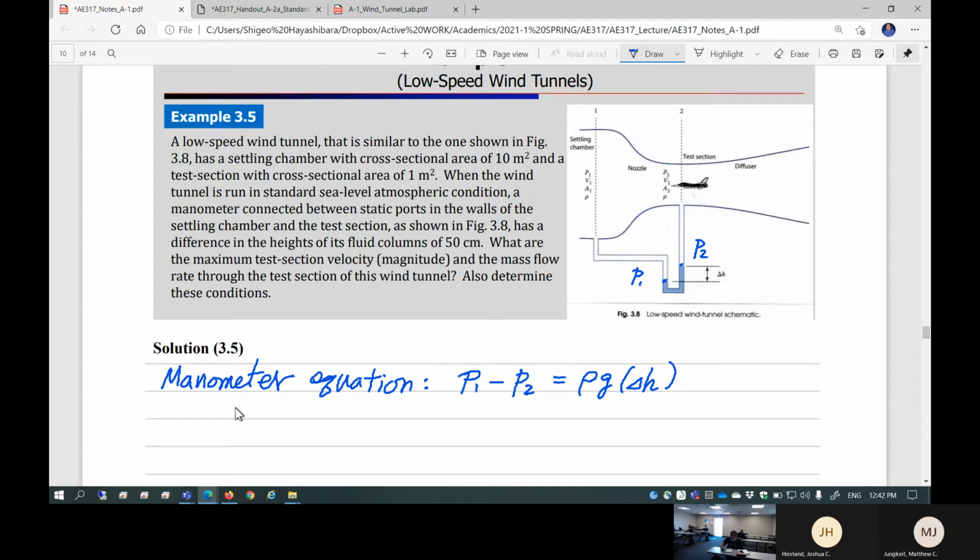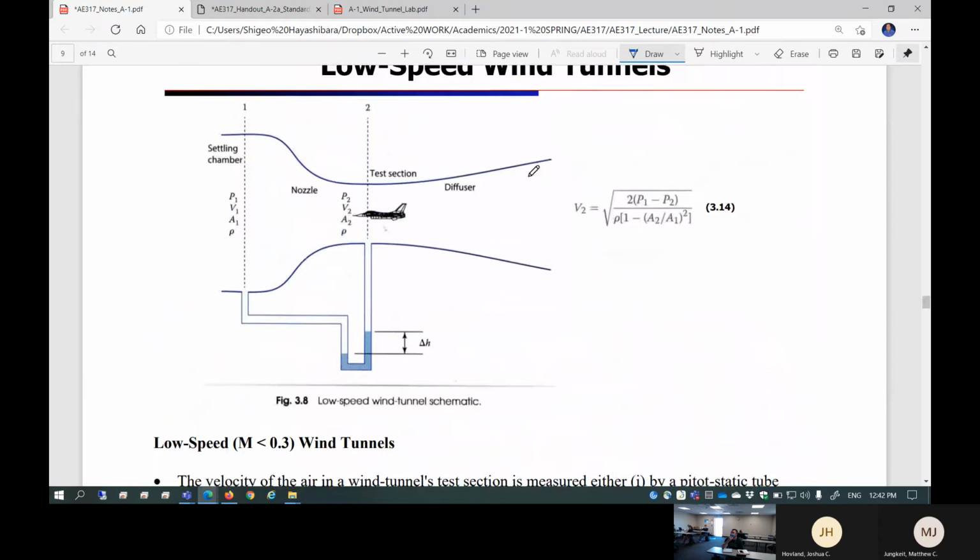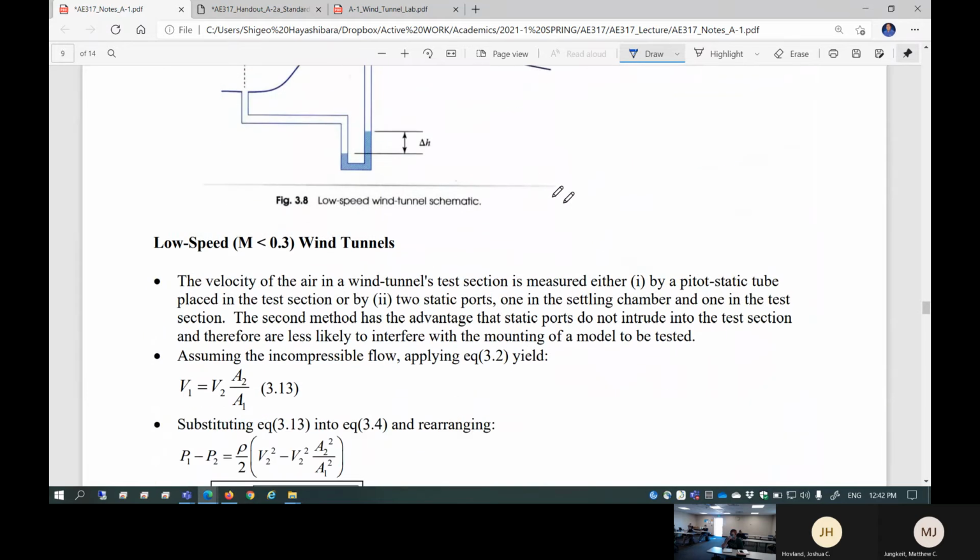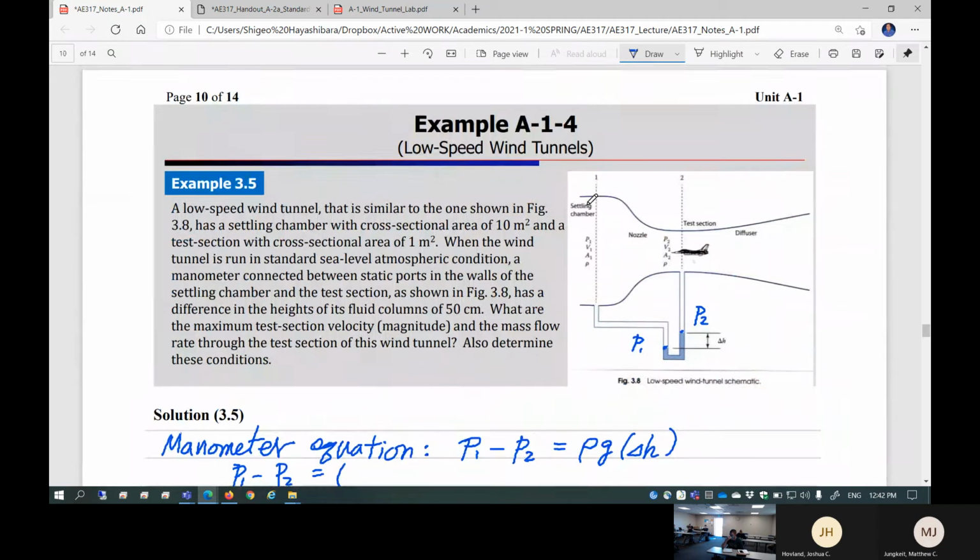Okay, so we are just going to plug in. P1 minus P2 is equal to, what's rho of water? This is water, right? Does it say so? It doesn't say anything? Wait, it says similar to the one in the previous figure. But that one doesn't say water either. Okay, so I found a massive problem here.